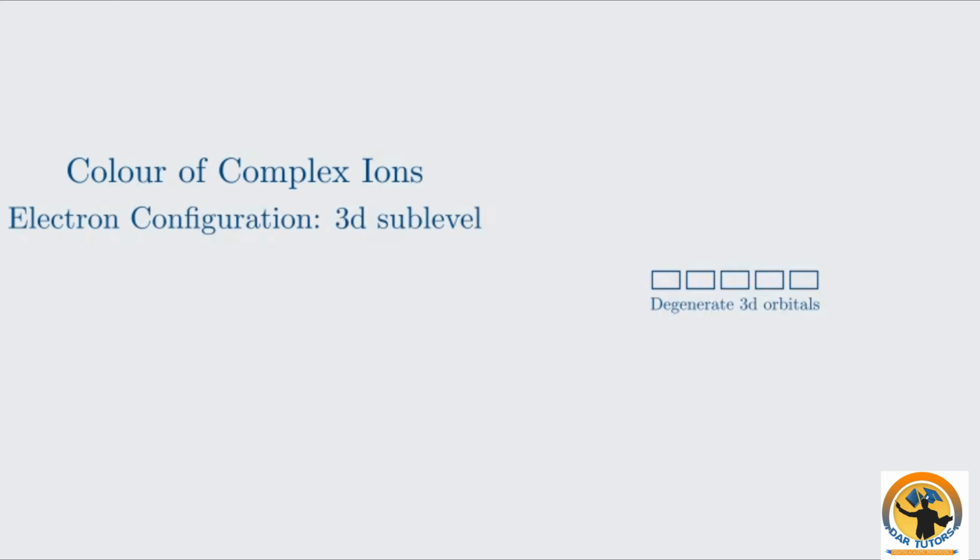Now, why do transition metal complexes absorb specific wavelengths of light? It's due to the splitting of the 3d orbitals. In an isolated gaseous d-block metal atom, the 5 3d orbitals are degenerate, meaning they have the same energy. However, when ligands approach the metal cation to form a complex, the ligand's lone pair electrons repel the metal's 3d electrons. This repulsion depends on the shape of the 3d orbital and its orientation relative to the approaching ligands.